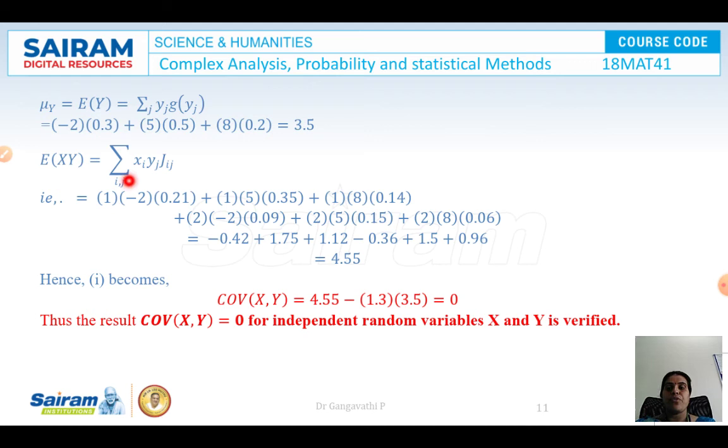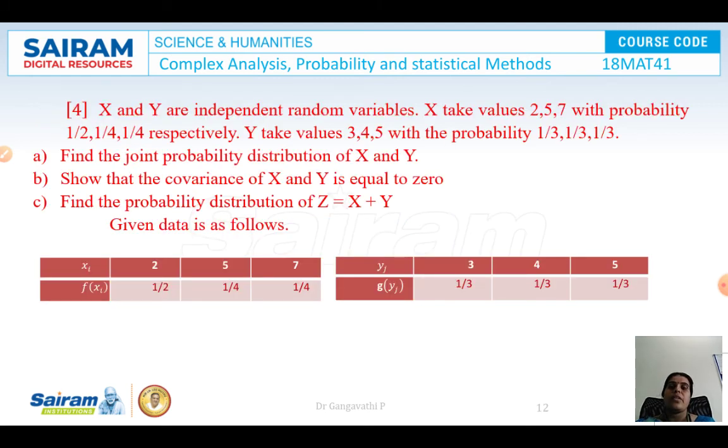Similarly, we have to find E of xy, which is summation of xi yj into jij. On expanding, substituting and simplifying the values of i and j and the joint distribution values, we get it as 4.55. So the covariance is 4.55 minus 1.3 into 3.5, and it happens to be 0. For independent random variables x and y, this is verified. So there is another example.